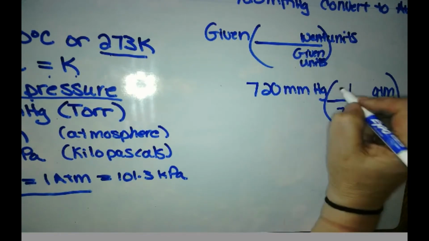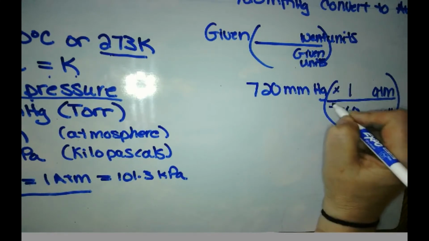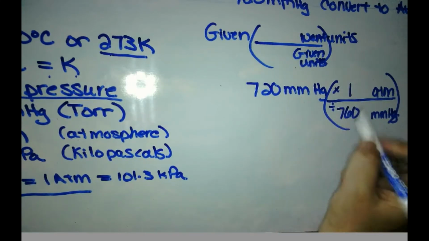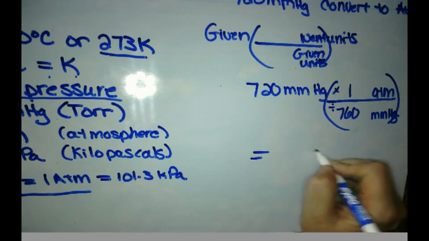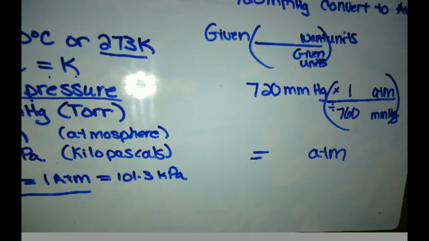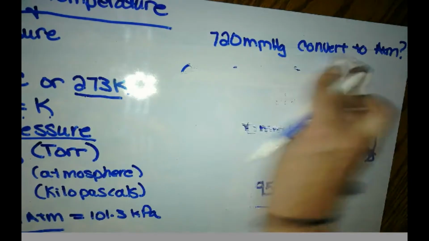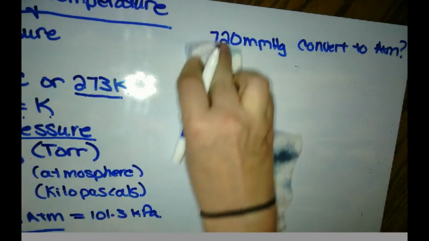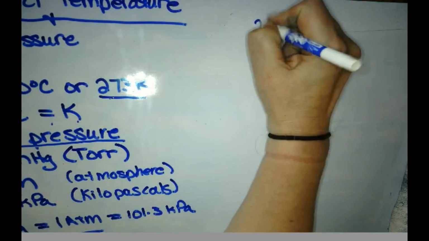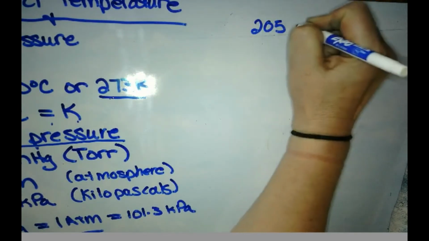So 720 times the top divided by the bottom. So 720 divided by 760 will give me, so we have 90.95 ATMs. Now I am going to do one more. So let's erase that. Let's say that we have 205 atmospheres. Okay.